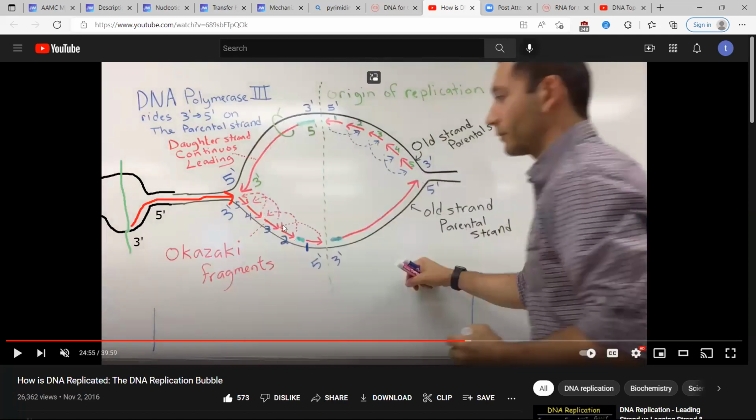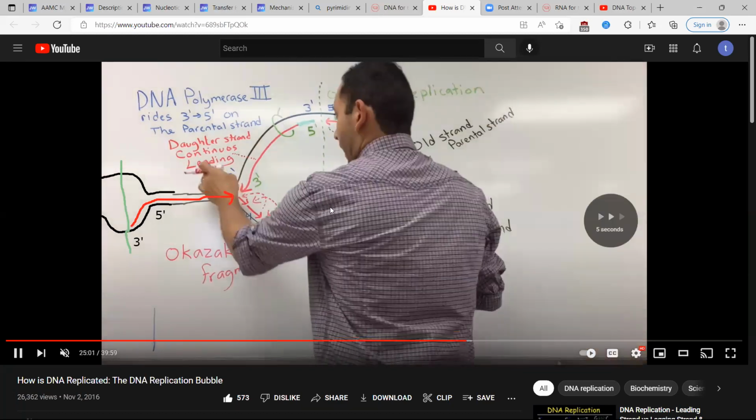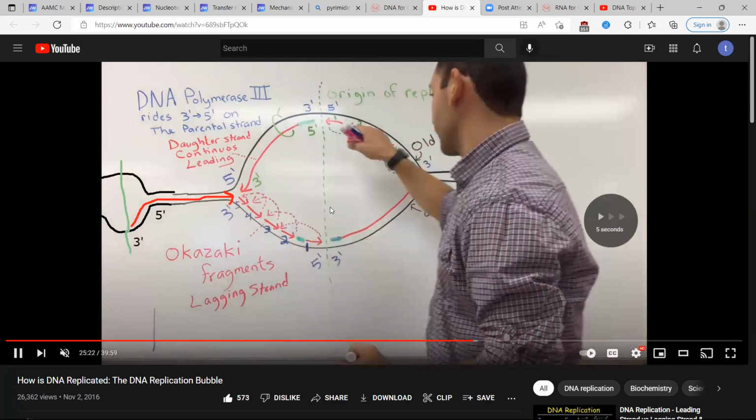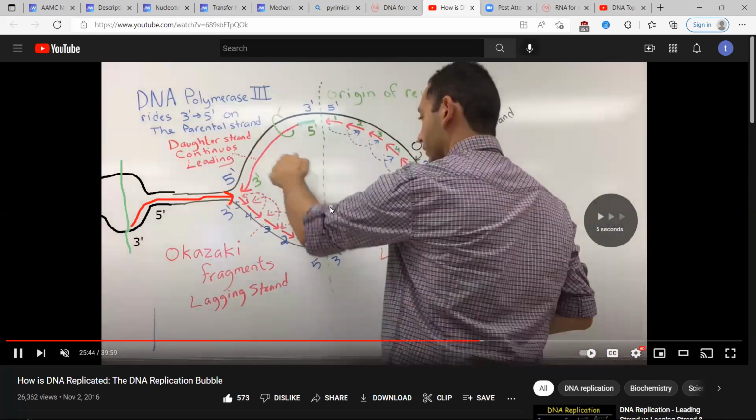So now, these are called Okazaki fragments. You've probably heard of them. These little fragments on the lagging strand are called Okazaki fragments because the guy who discovered it was named Okazaki. And that's part of the lagging strand.